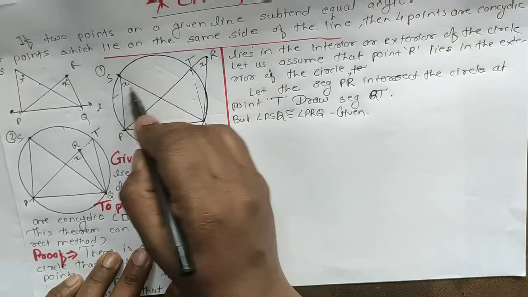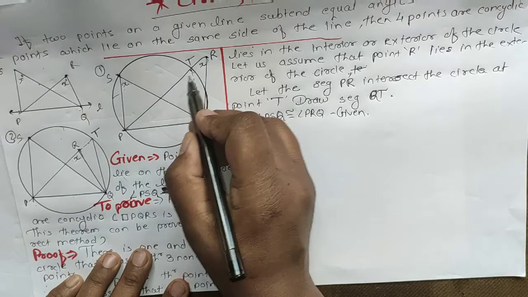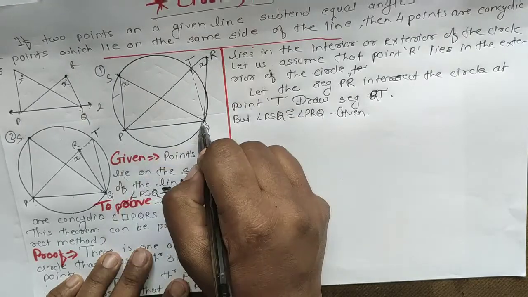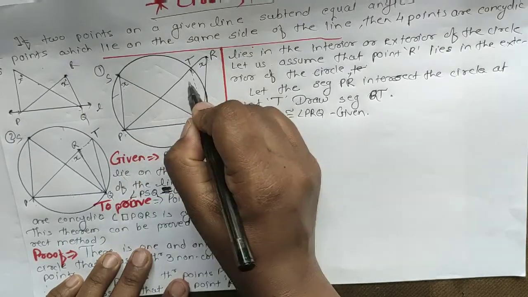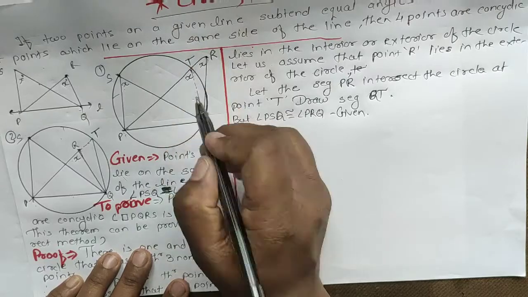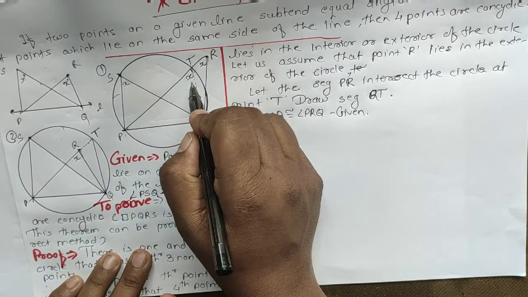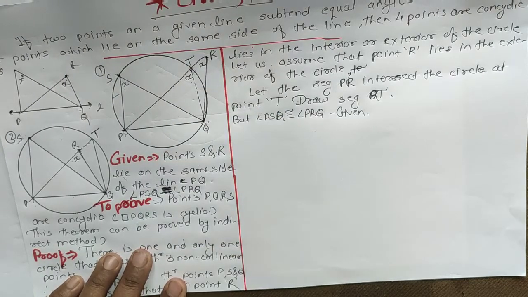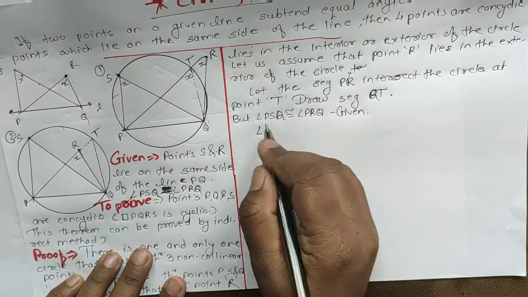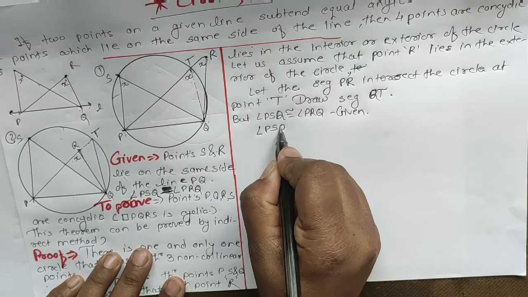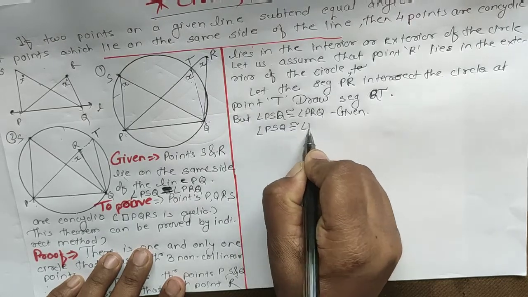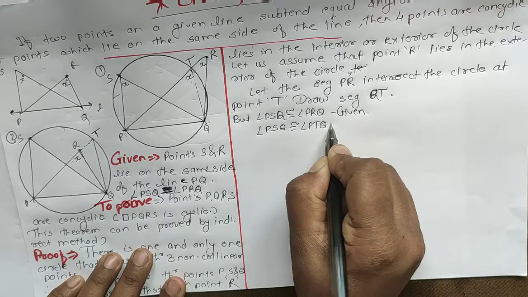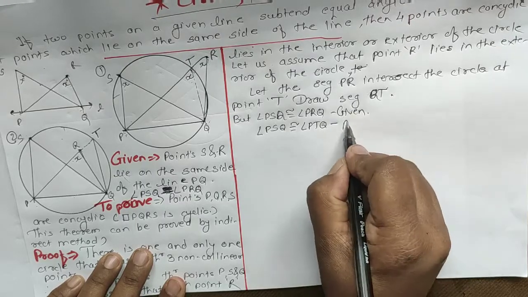It is given that this measure is x, and this is the angle that lies on the circle with the same endpoints, so this angle's measure is also x. Here, angle PSQ is congruent to angle PTQ, and the reason is the angles inscribed in the same arc.